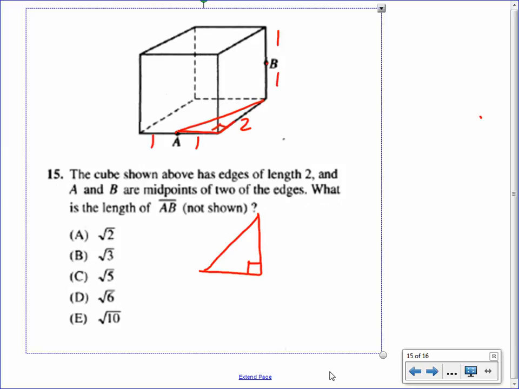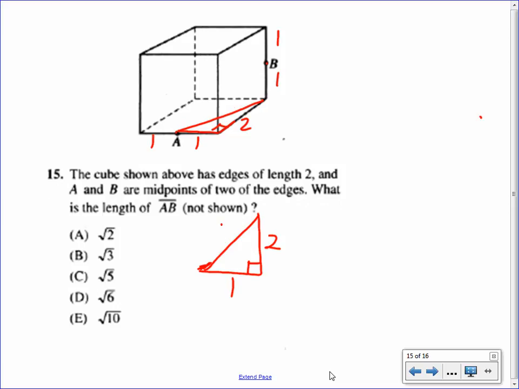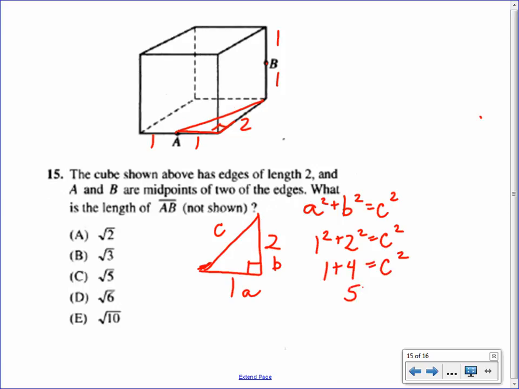So then we have what we need for the Pythagorean theorem, because we have that this leg here is 1, this leg here is 2, therefore we could figure out the hypotenuse C. So remember the Pythagorean theorem is a squared plus b squared equals c squared, where c is always the hypotenuse. So we'll have 1 squared plus 2 squared equals c squared. That gives us 1 plus 4 equals c squared. So 5 equals c squared. And that means that c is the square root of 5.